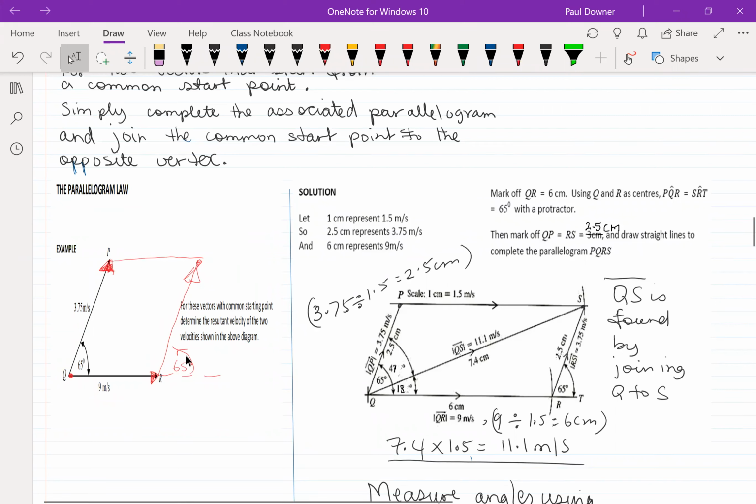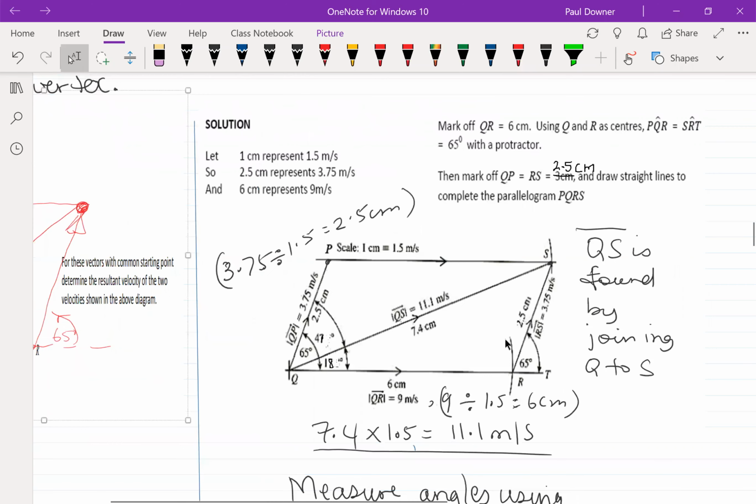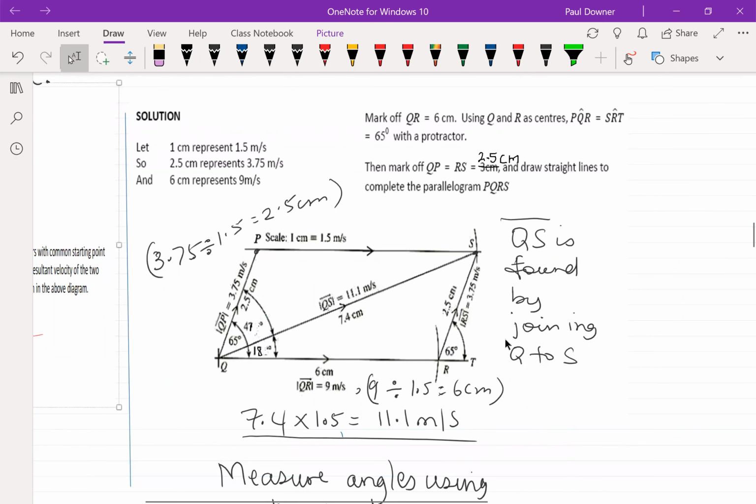Once we complete the parallelogram, then to get the resultant of QP and QR, what we would have to do is join the common start point to the opposite vertex. So we'd have to join this point here to this point over here with a straight line. And that would be our resultant. Okay? So over here, we actually did it in detail, but what is instructive here is to note that scales are important. Scales are being used.